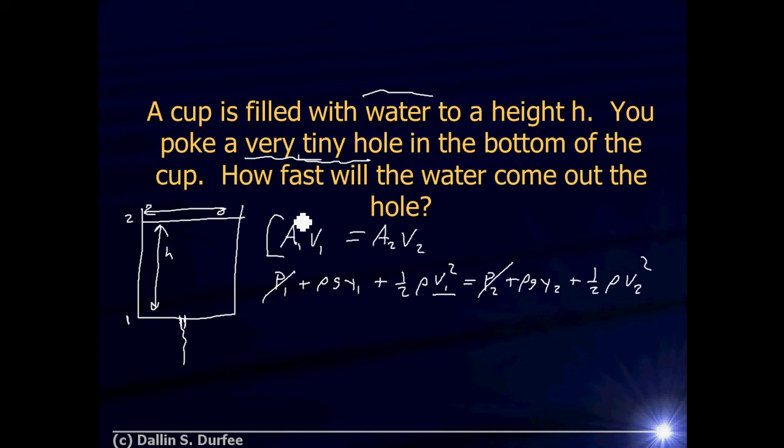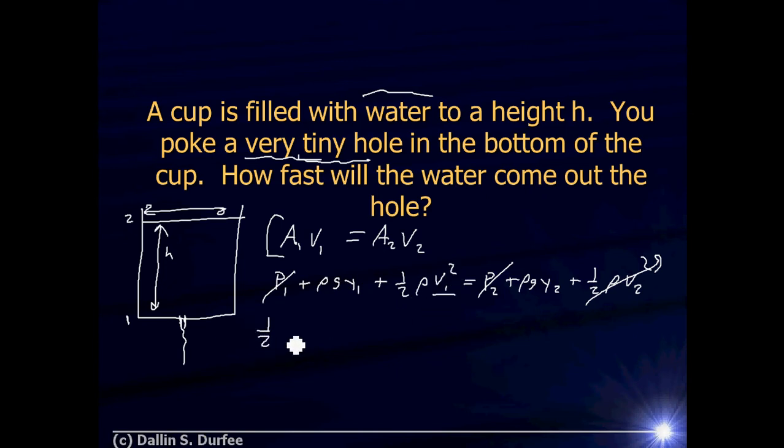So if A1 is much smaller than A2, that means that V1 is going to be much larger than V2. So we're going to say V2 is essentially really close to 0. So we're just going to throw this term away, because we said it's a very, very tiny hole compared to the diameter of our cup. So with that, I can solve this equation for V1.